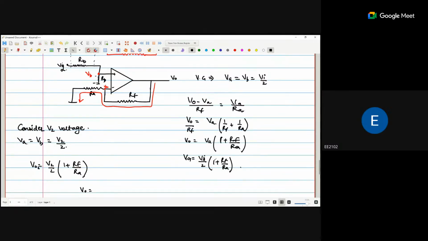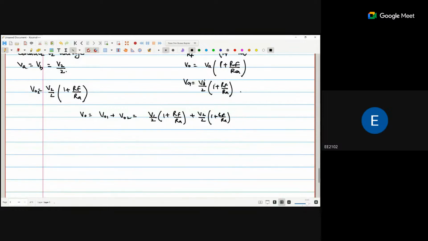Now overall V naught is V naught 1 plus V naught 2, that is equal to V1 by 2 times 1 plus RF by RA plus V2 by 2 times 1 plus RF by RA. Okay, so 1 plus RF by RA I am taking common, so it is 1 by 2 times V1 plus V2. So the voltages will be added, so it is called the adder. So this is called the adder circuit.